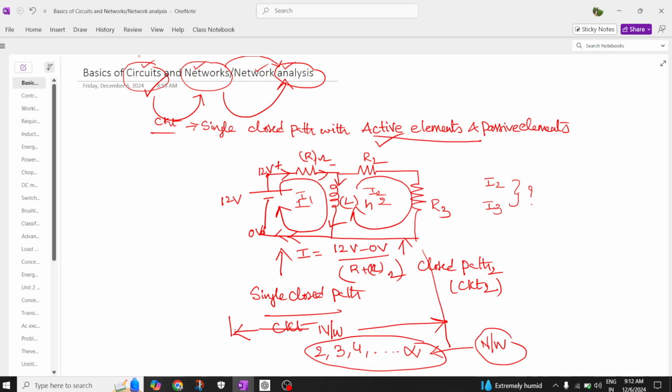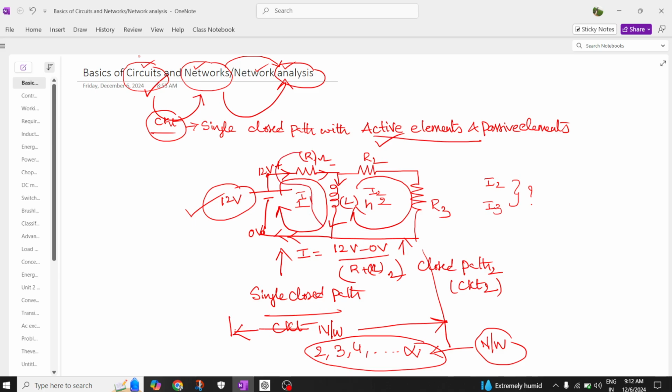So this is all about why the subject name is circuit or network analysis. This is very simple to understand. Circuit means a single closed path is formed with the help of elements. Here, the active element is our voltage source, which generates the voltage, and is called an active element.